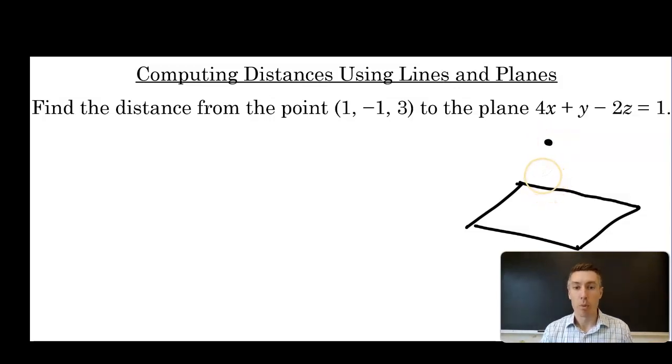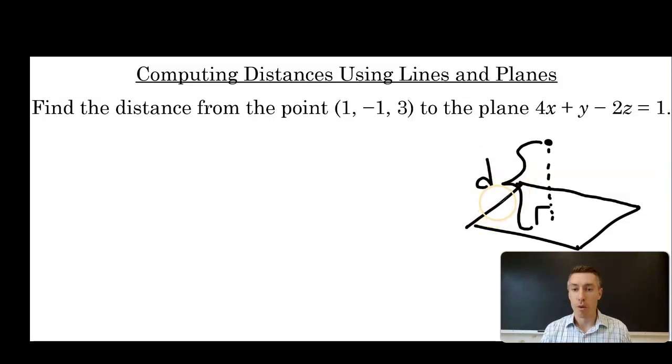We can confirm the point is not on the plane by plugging the point into the equation of the plane. So here we would have 4, minus 1 is 3, minus 6 would be negative 3, which is not equal to 1. Always helpful to check for that, since if the point was on the plane, the distance would be 0, and that would be it. So if we drop a perpendicular down, that would be the shortest distance from the point to the plane. Right, so this here is our distance.